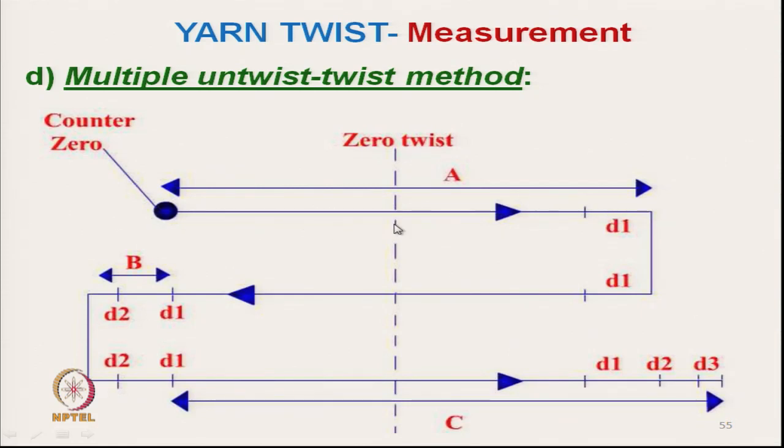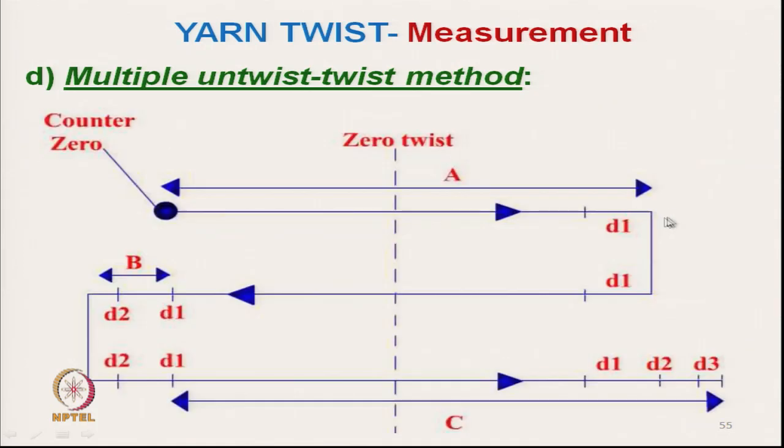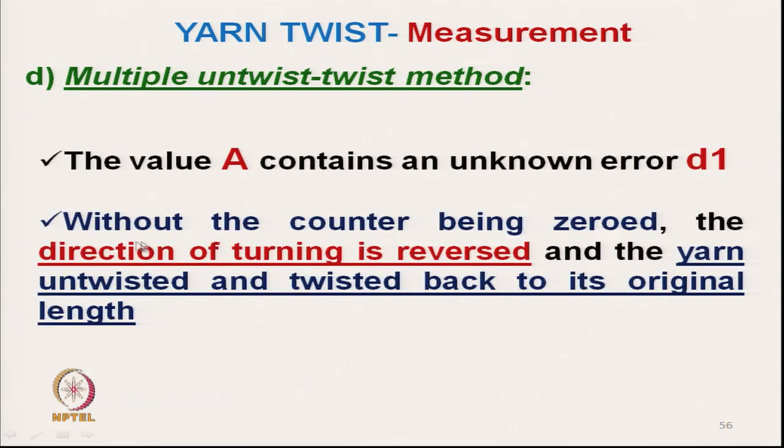This is untwisted to zero twist, and then we continue to retwist; this is A. Now, after that, the value A contains an unknown error D, which we do not know. Without the counter being zeroed, we are not zeroing the counter, the direction of turn is reversed. So, we have reached the extreme point, then we are reversing it again.